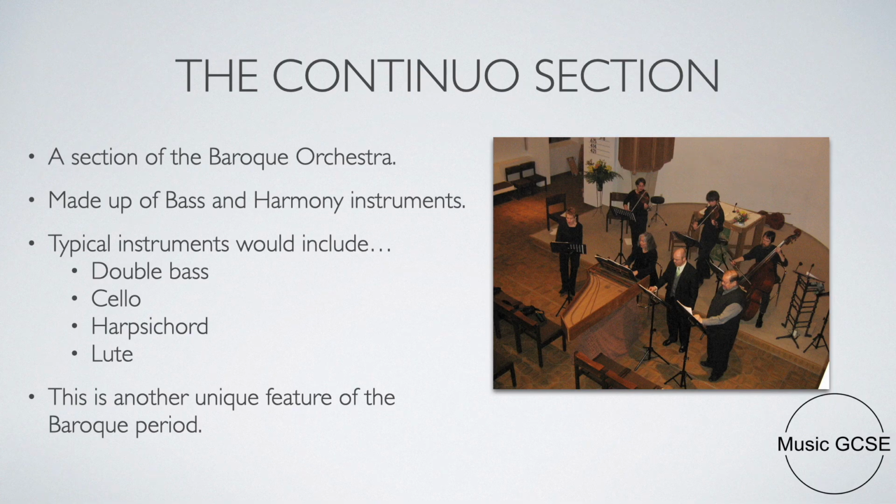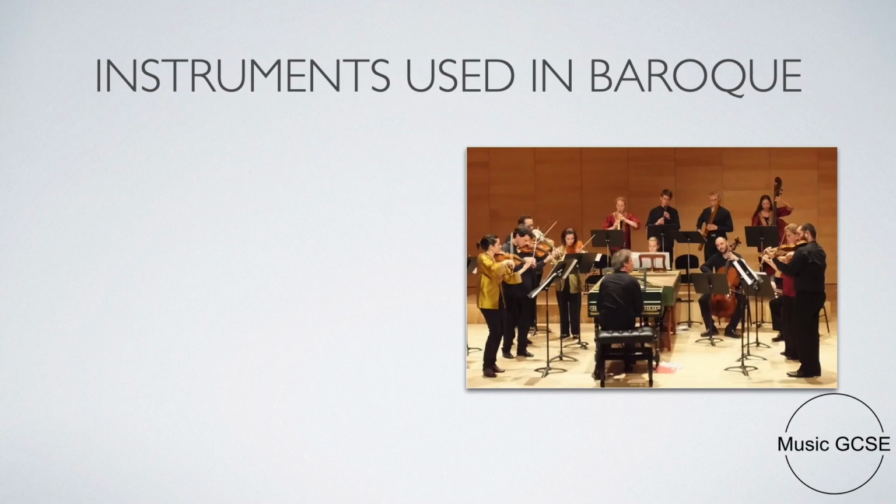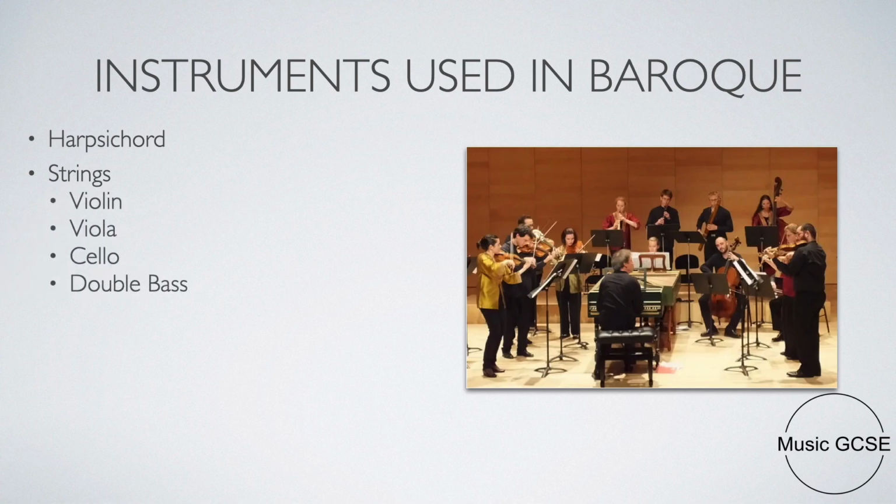Now let's look at some of the common instruments which will most likely feature in a Baroque orchestra. As we've already said, the Baroque orchestra will use a harpsichord. The Baroque orchestra is heavily string based and will use string instruments such as a violin, a viola, cello and double bass. A Baroque orchestra may also use some simple woodwind instruments such as the flute and oboe. And the Baroque orchestra can also use some brass instruments such as horns.